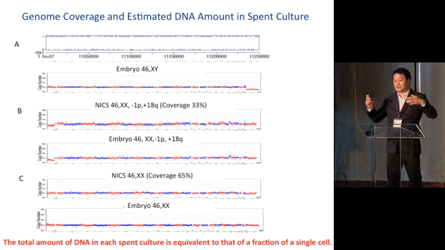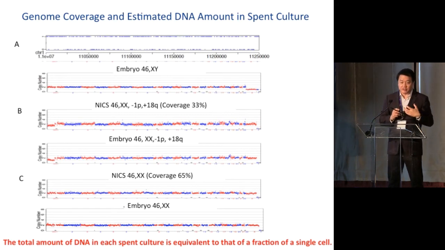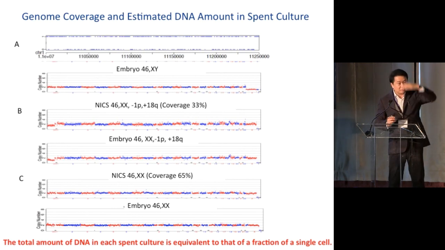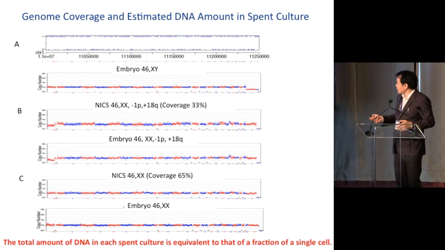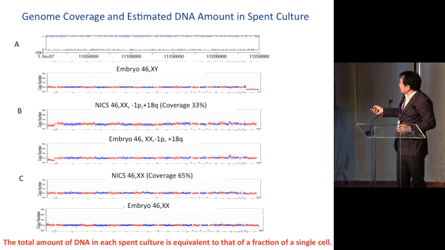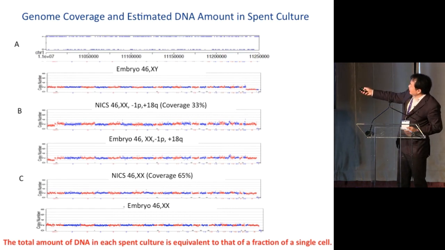So that suggests to us the DNA in the spent culture is a fraction of a single cell. Now, if we have more than one cell, then this coverage would saturate to 1, right? So, okay. Then we zoom into this part, okay?